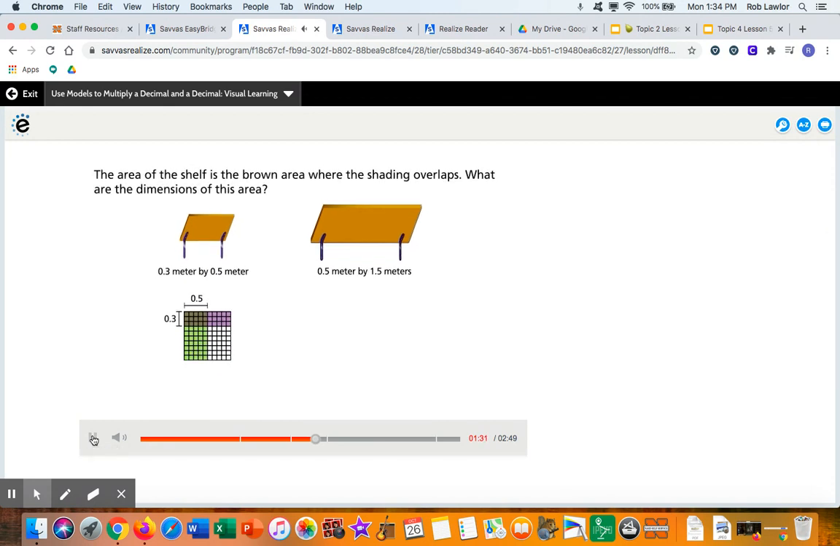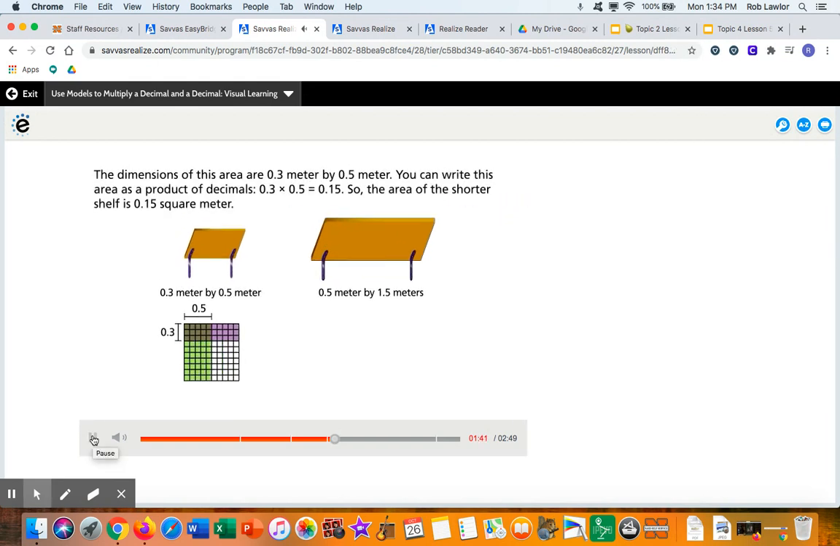The area of the shelf is the brown area where the shading overlaps. What are the dimensions of this area? The dimensions of this area are 3/10 meter by 5/10 meter. You can write this area as a product of decimals. 3/10 times 5/10 equals 15 hundredths. So the area of the shorter shelf is 15 hundredths square meter. Nice work!